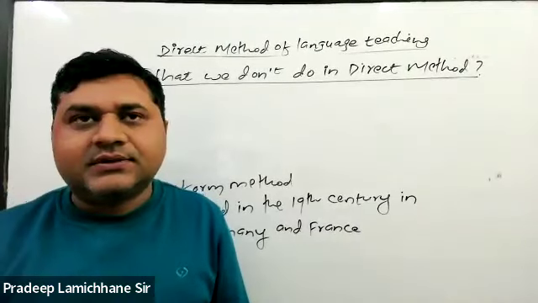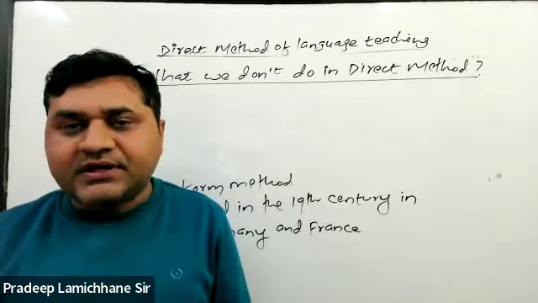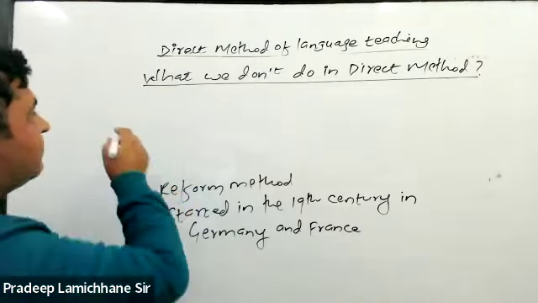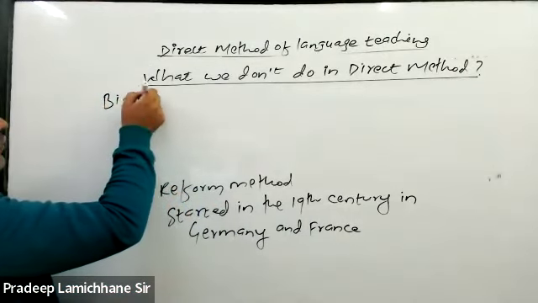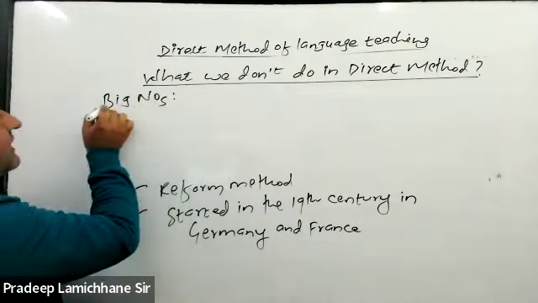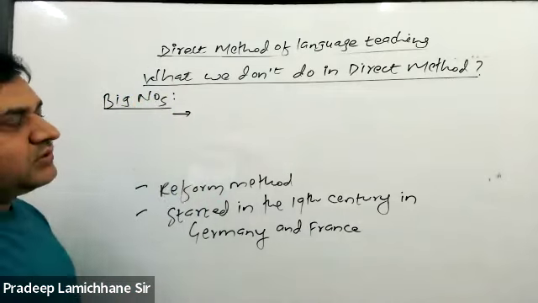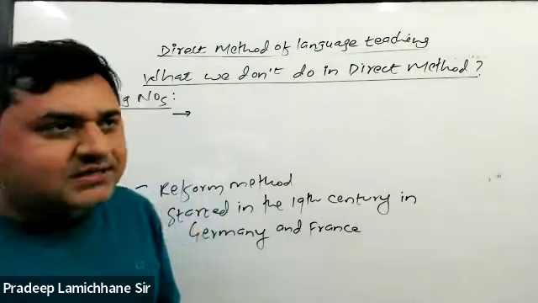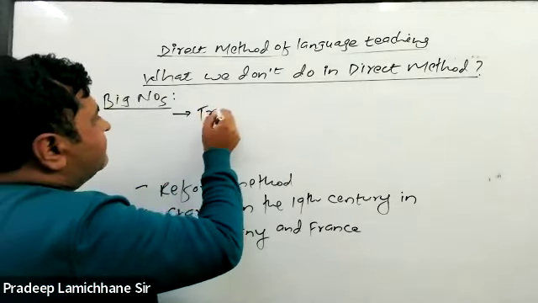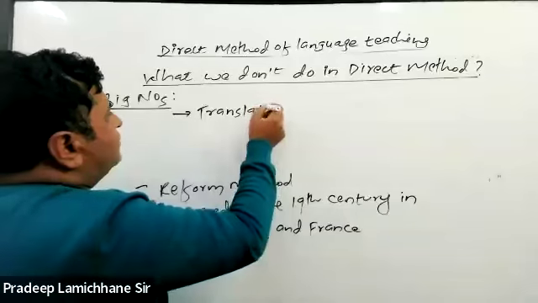The first thing is that in direct method, use of native language, big no. What are the big no's? In direct method, you don't do translation.